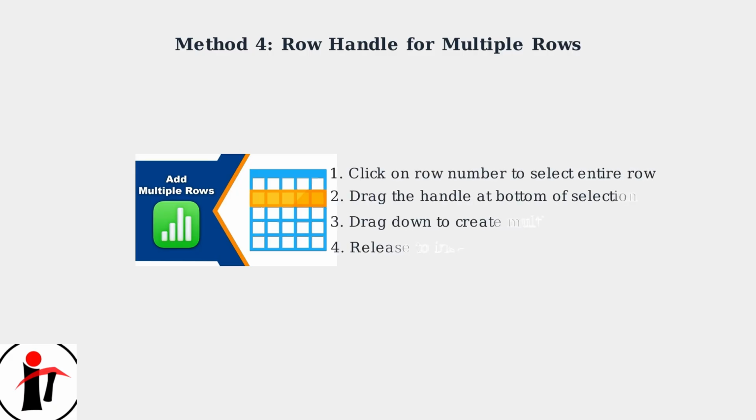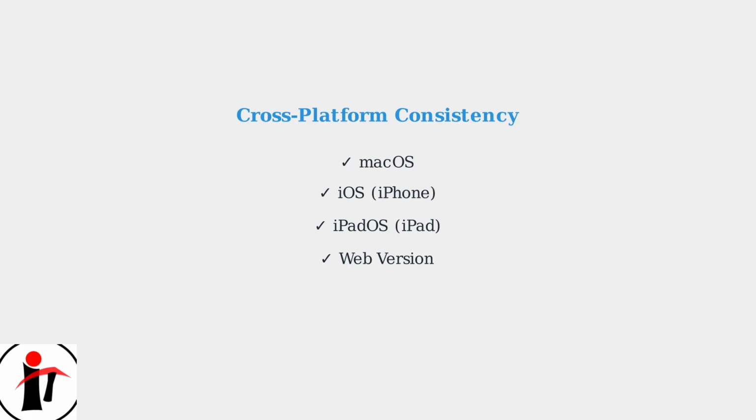Click the row number to select the entire row, then drag the small handle at the bottom of your selection downward. The further you drag, the more rows you create in one action. All these methods work consistently across Apple's ecosystem. Whether you're using Numbers on Mac, iPad, iPhone, or through the web browser, the functionality remains the same.